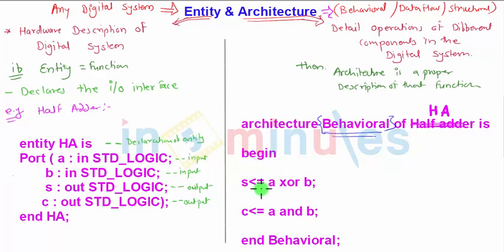S is equal to A XOR with B. So if you are familiar with the half adder, the sum is nothing but the XOR operation between two inputs A and B. So first of all, A XOR with B is calculated and the value is assigned to the S bit. Simultaneously C, that is the bit carry, when both of the inputs are present A and B, that is A and with B, so it will be assigned to C, the carry will be generated.